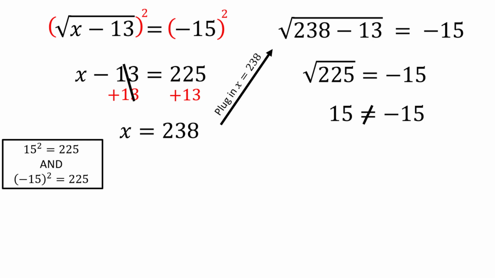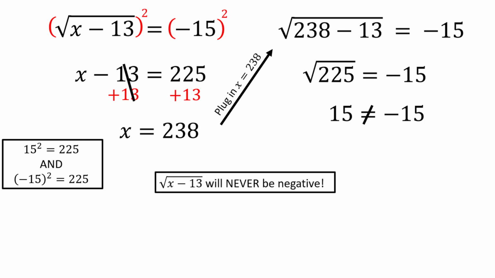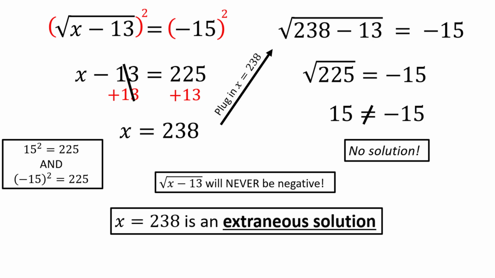You might remember that square roots can't even be negative in the first place, so there was no way this equation was ever going to be true. The square root of x minus 13 will never equal negative 15, or any negative number for that matter. Therefore, there is no solution to this equation. Bonus term for you here: the solution of x equals 238 is not a real solution, but rather we call it an extraneous solution.